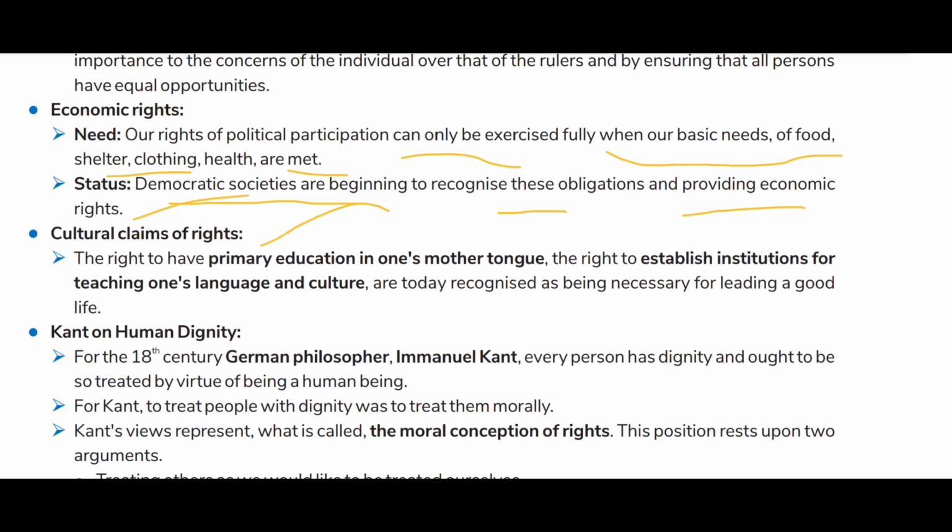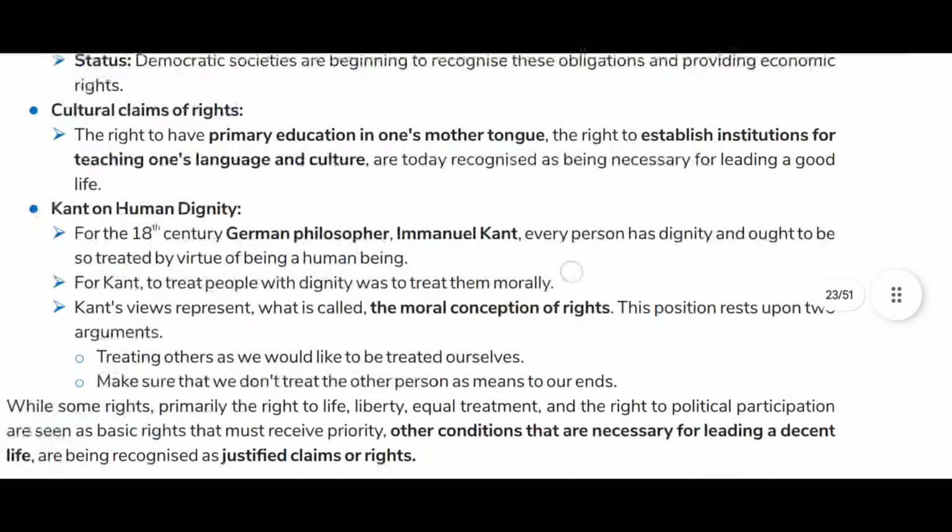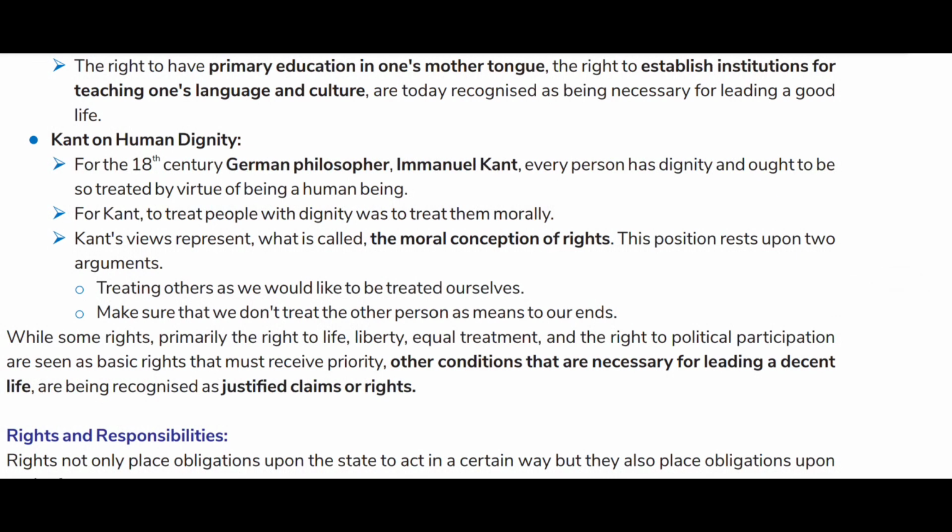Cultural claim of rights. The right to have primary education in one's mother tongue, and the right to establish institutions for teaching one's language and culture, are today recognized as being necessary for leading a good life. Kant on human dignity. The 18th century German philosopher Immanuel Kant said that every person has dignity and ought to be so treated by virtue of being a human being. According to Kant, to treat people with dignity was to treat them morally. Kant's views represented what is called the moral conception of rights.